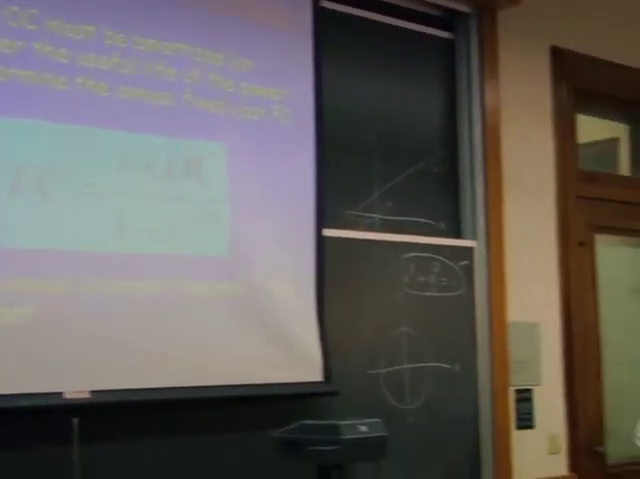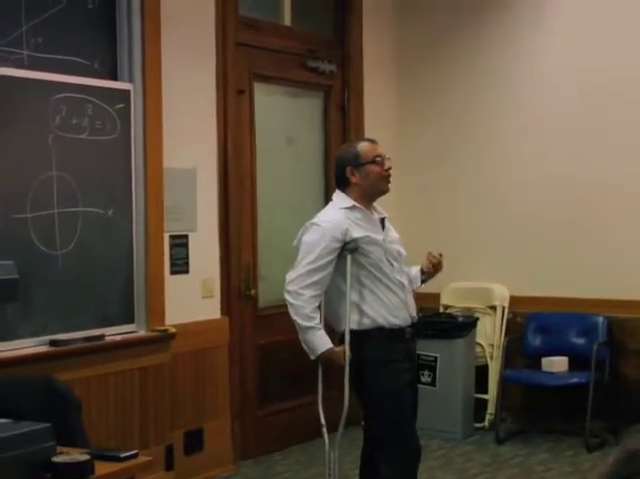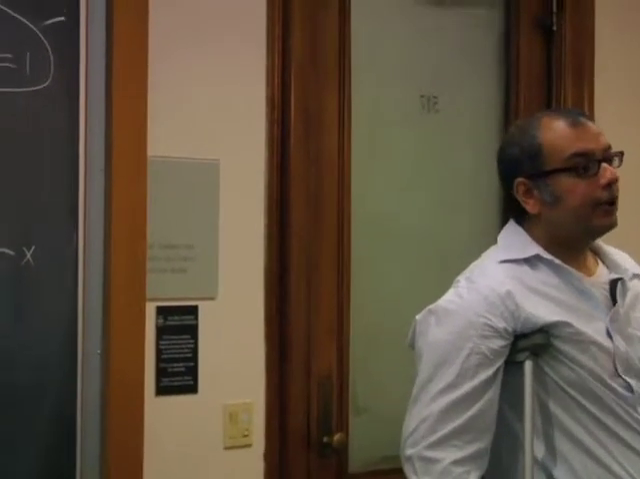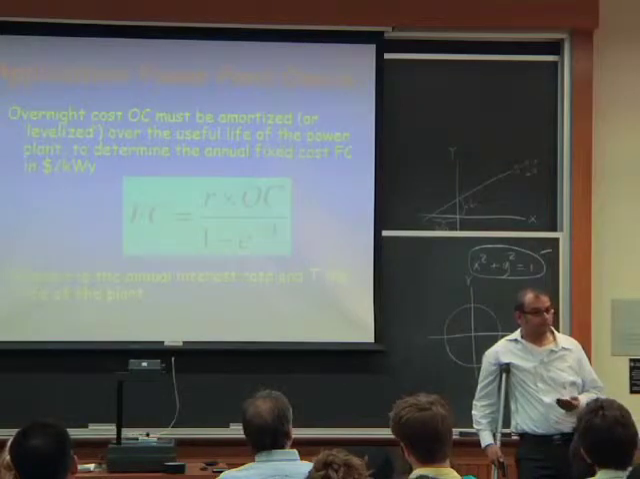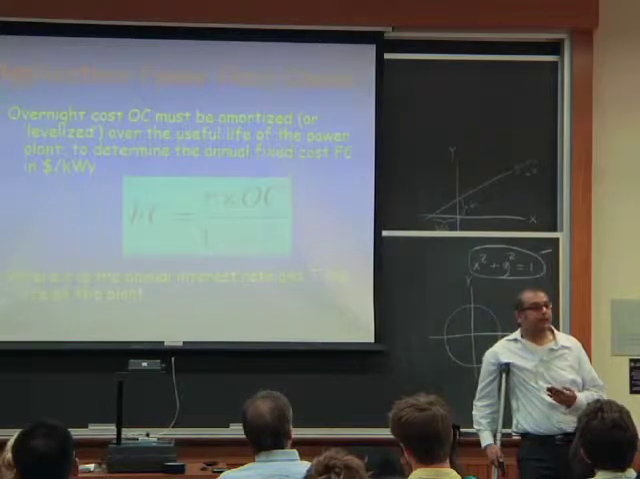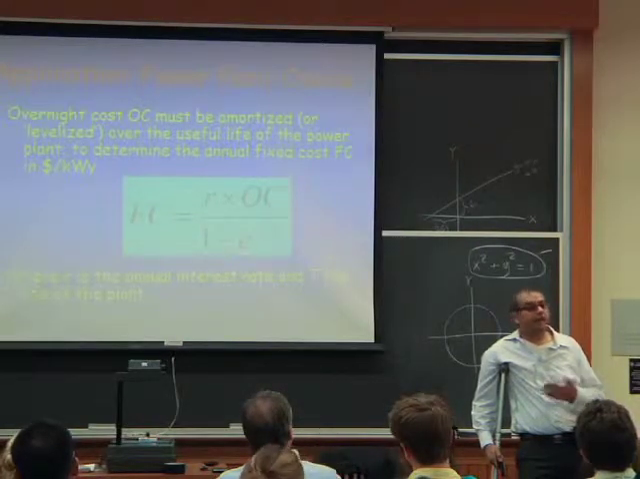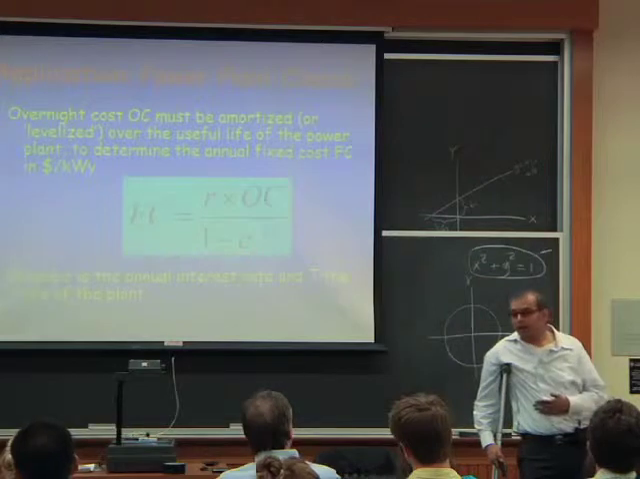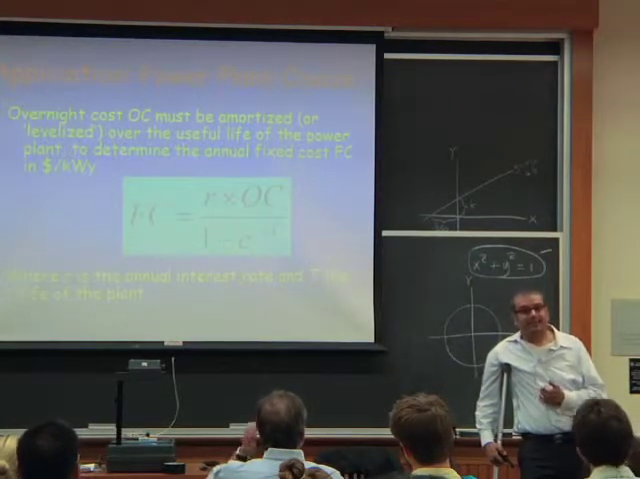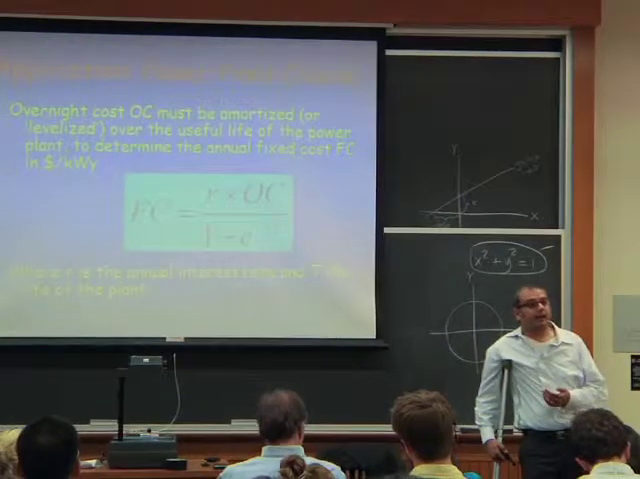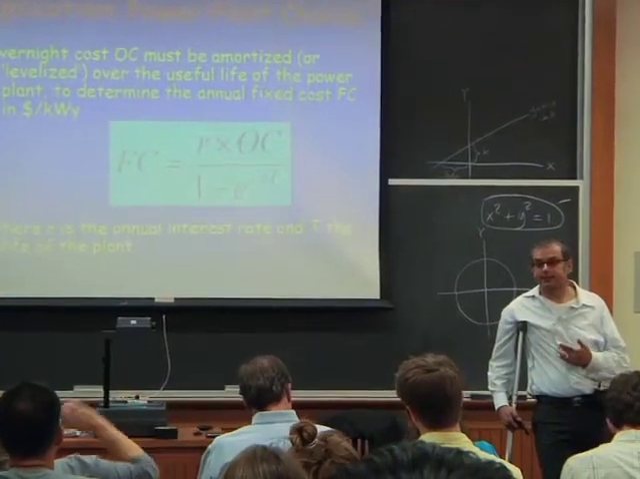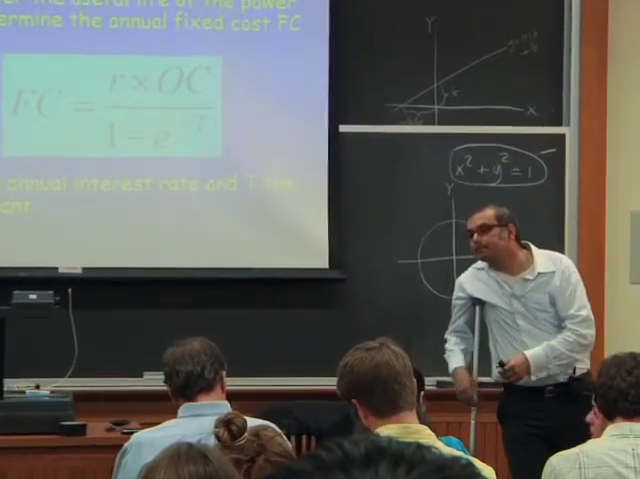The way to do that, just think about it conceptually: overnight cost is like paying an upfront purchase price for your home, and variable cost is like the rent that you save by owning your home. So the overnight cost is a stock, and the variable cost is a flow. This is a distinction you want to keep in mind.